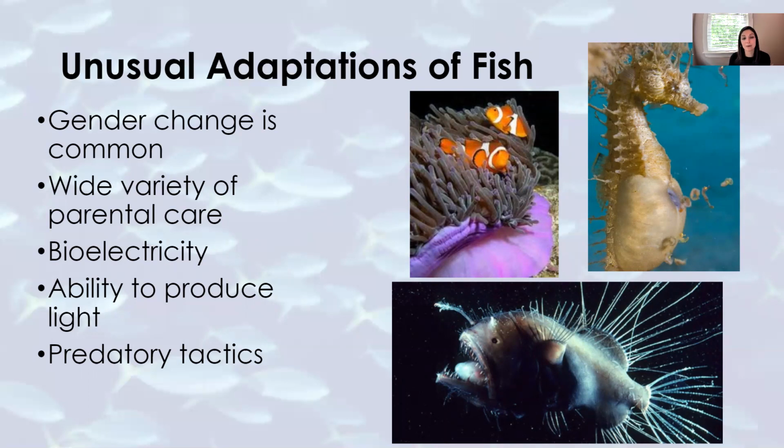There are some fish that exhibit bioelectricity, like electric eels, where they use electricity to stun or sometimes even kill their prey. There's other fish that have the ability to produce light. The anglerfish is one that you might have seen an example of. There are some fish that produce their own bioluminescence. With the anglerfish, it's actually a symbiotic relationship with bacteria that hang out on this antenna-like projection, and the bacteria are the ones producing the bioluminescence, or the light. So that's a pretty neat predatory tactic.